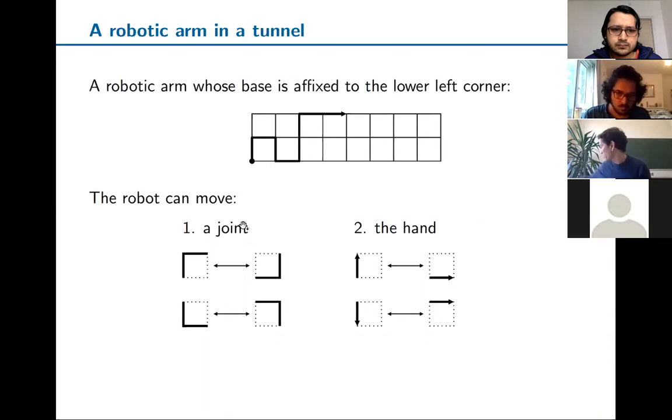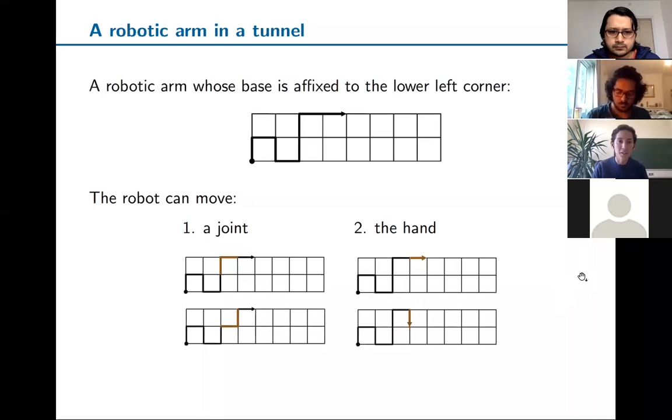So it can move a joint. So can you see me actually? So you can move a joint like this. Or you can move the hand like this. Okay. So these are the 2 examples. So you can move the joint like this or the hand like this. And here are 2 examples. So for example, here I'm moving in this little part over here, the joint. And in this part here, I'm moving my hand.